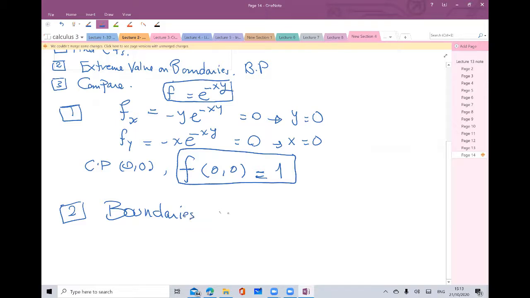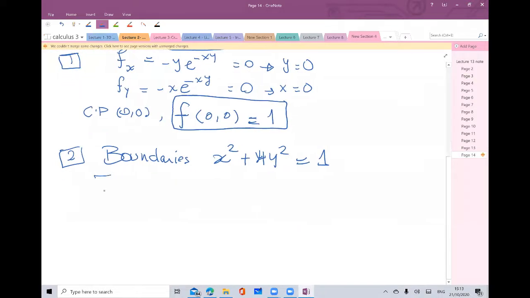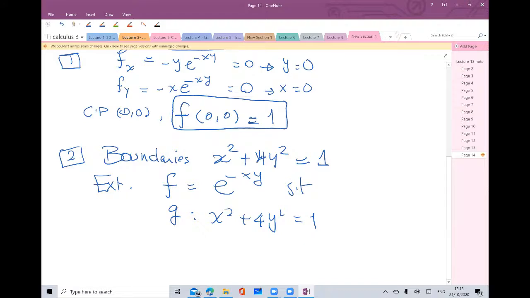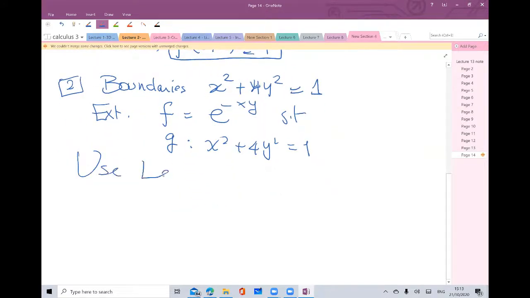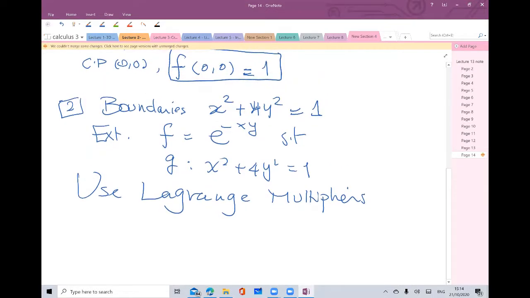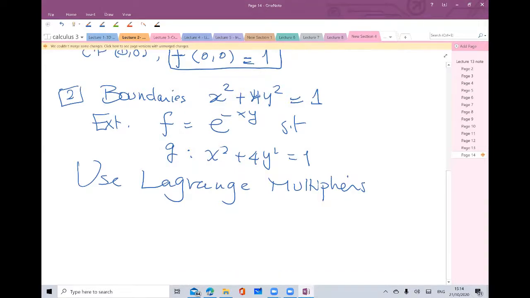Now I want to look at the boundaries, which is the ellipse itself, x squared plus 4y squared equal 1, up to the inequality. If I'm looking for extreme values of the function e to the power minus xy subject to this boundary, which I'll call g, I can use the Lagrange multiplier in this part of my extreme value theorem. Why didn't I do it like last lecture? Because the boundary here is difficult; to parametrize it, it would be easier with r and theta, and I would do a lot of work converting to polar. So Lagrange will simplify things here.